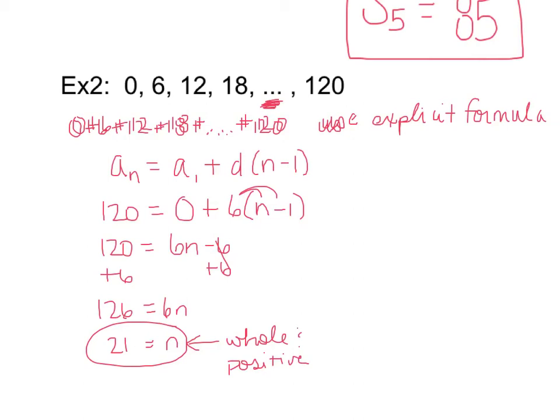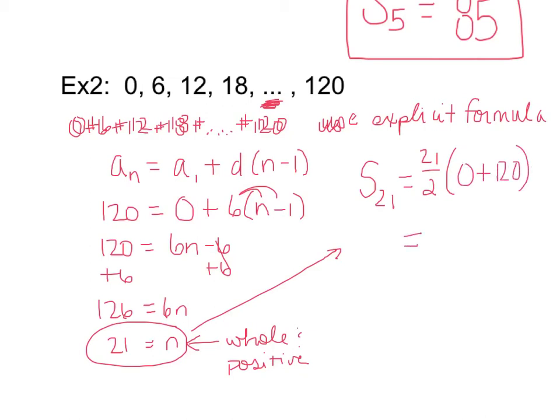Okay, so now we can go ahead and use our summation formula. We know that we have 21 terms now, so we're going to use that n. S sub 21 equals 21 divided by 2 times the first term, which is 0, plus the last term, which was 120. And now go ahead and use your calculator to figure out what this is. So the summation of the 21 terms is equal to 1,260.